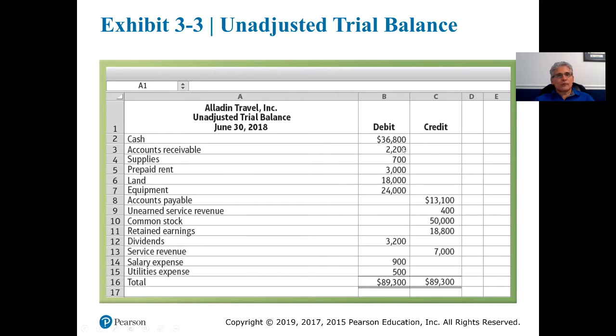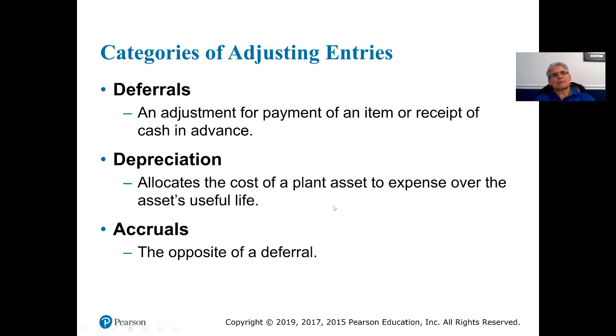So we have cash, we have receivables, supplies. This kind of looks like a full-blown adjusted trial balance, and it is, but we also need to recognize that because it's unadjusted, there are still some adjustments that need to be made to make sure that our accounting is correct and consistent with the accrual basis of accounting. So the question becomes, what kinds of adjustments do we have to make? Well, there are 3 different types that we're going to be listing here.